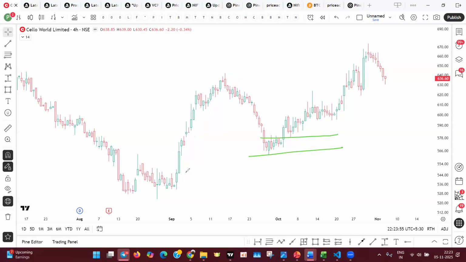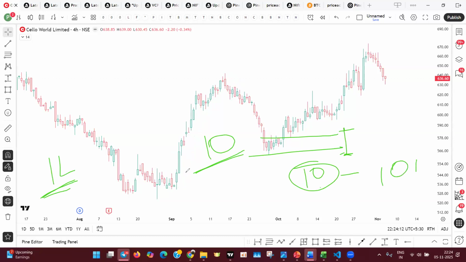Suppose here risk is 10 rupees. For example, from this to this, if the candle closes below this, your loss will be 10 rupees per share, and you are willing to risk, for example, 1 lakh rupees. So with 1 lakh rupees of risk, you can take 10,000 shares.